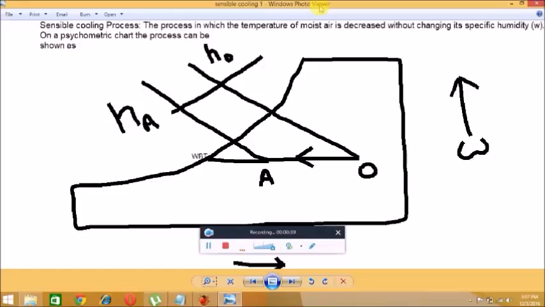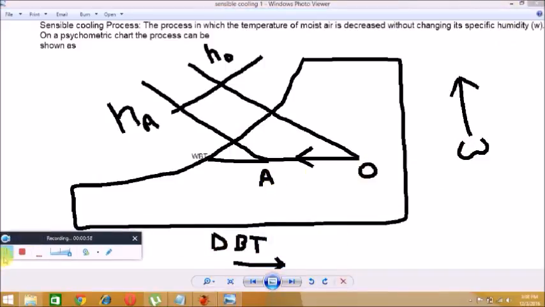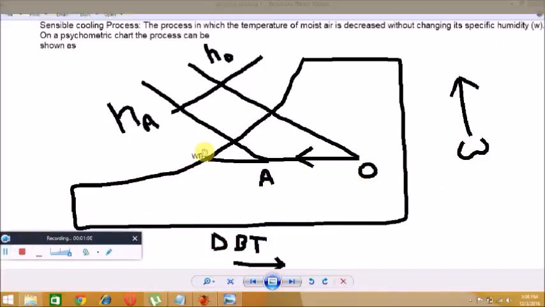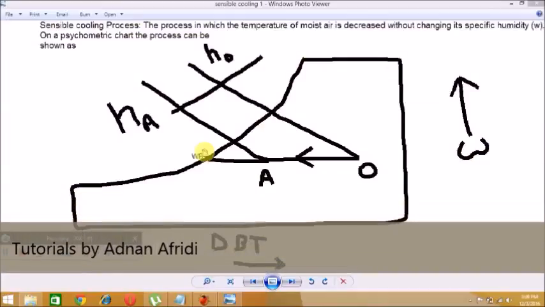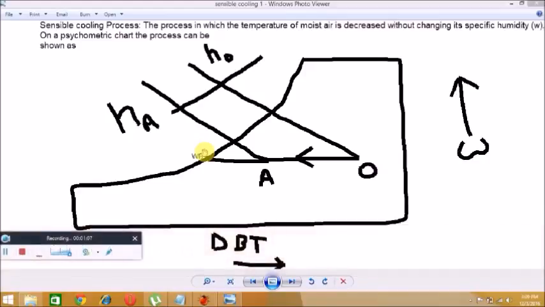Since the specific humidity is not changing, which is also called the humidity ratio or absolute humidity, the process line will be a straight horizontal line. Since it is a cooling process, the process will go in the direction from O to A, and the dry bulb temperature will decrease. As you can see, the enthalpies have also changed from H0 to HA. H0 represents the enthalpy at state O, while HA represents the enthalpy at state A.